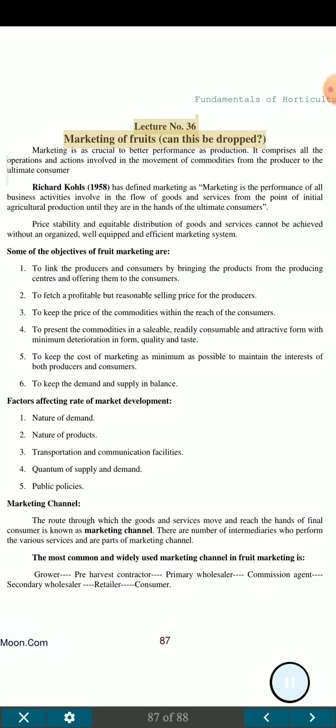Lecture No. 36. Marketing of fruits. Marketing is crucial to better production. It comprises all the operations and actions involved in the movement of commodities from the producer to the ultimate consumer.